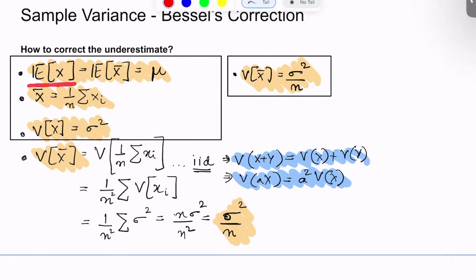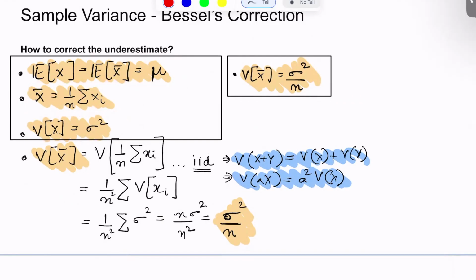So expectation of x is given by mu, that is the mean. Expectation of x bar is also mu. X bar is the sample mean, and we discussed this earlier, that because the sample mean is an unbiased estimator, this is going to be equal to the population mean, that is mu, where x bar is given by this formula, the summation of all the samples divided by n. Variance of x is sigma square. This is the population variance.